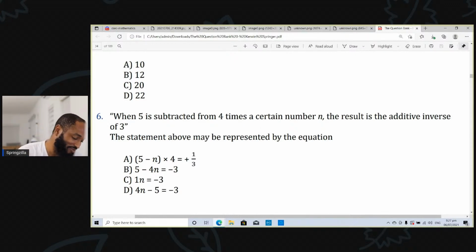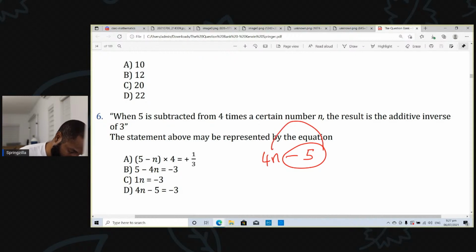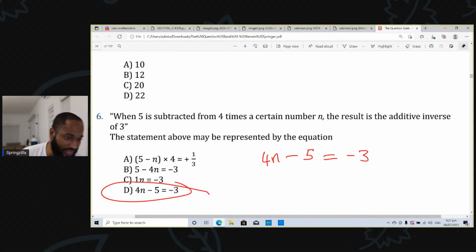Anyhow, 5 is subtracted from 4 times a certain number, and the result is the additive inverse of 3. So you have 4n minus 5. 5 is subtracted from 4n. When 5 is subtracted from 4 times a certain number n, the result is the additive inverse of 3. Ta-da! The answer is B. Look at the wrong answers it had in that one.